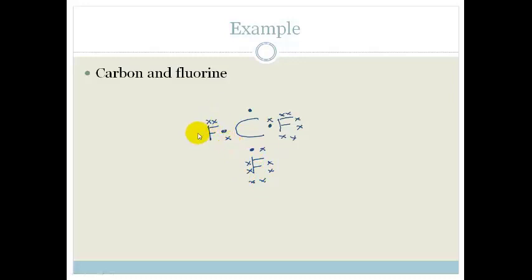1, 2, 3, 4, 5, 6, 7, and finally we could put a little fluorine in here, which is 1, 2, 3, 4, 5, 6, 7. And the name of this would be carbon tetra because there's 4 of them, fluoride. Carbon tetrafluoride. So that is the name of this compound, which is made up of 1 carbon and 4 fluorines.